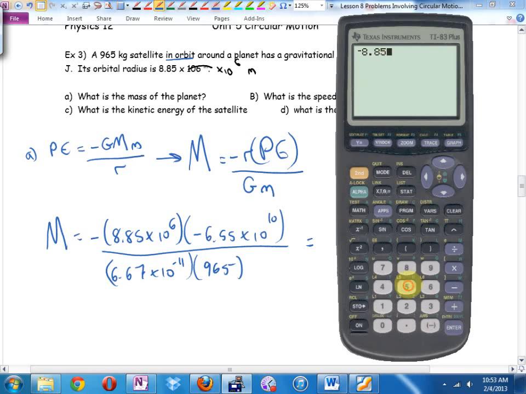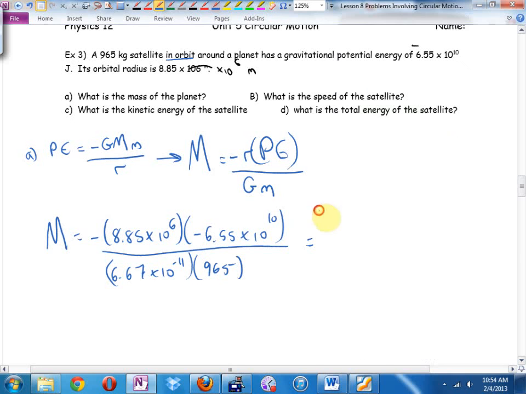Negative 8.85 times 10 to the 6, times negative 6.55 times 10 to the 10, negatives are going to cancel, divided by bracket 6.67 times 10 to the negative 11 times 965. Almost 9 even. I'll carry a few extra sig figs and then go final answer. So I'm going to write 9.006 times 10 to the 24th, but that's going to be 9.0 times 10 to the 24th kilograms.